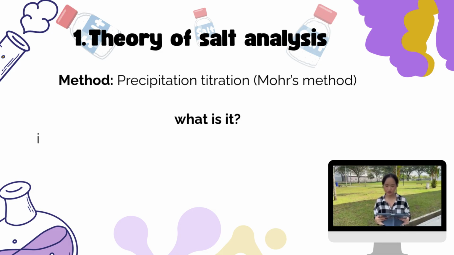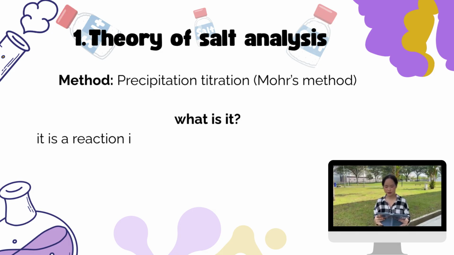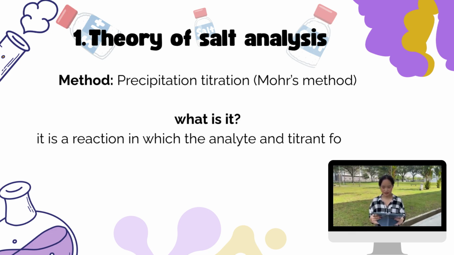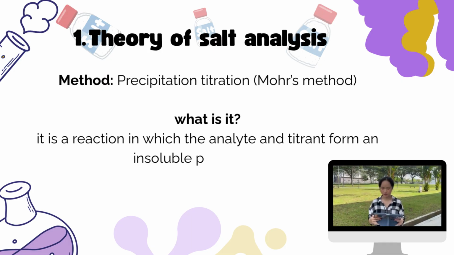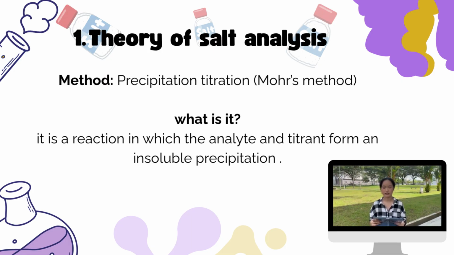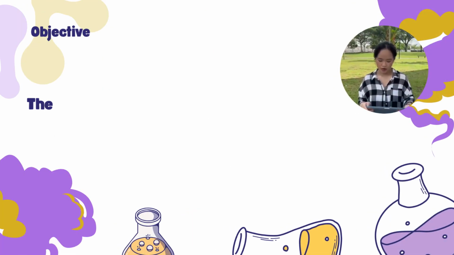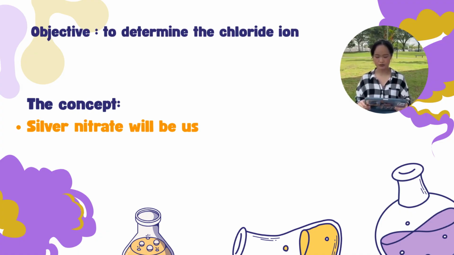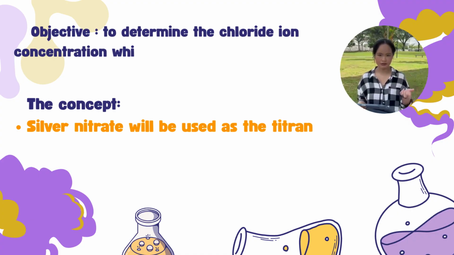For the theory of salt analysis, we will be using the Mohr method, which is basically a precipitation method, a reaction in which the analyte and titrant form an insoluble precipitate. The objective of this experiment is to determine the chloride ion concentration, which reflects the salt content in food.